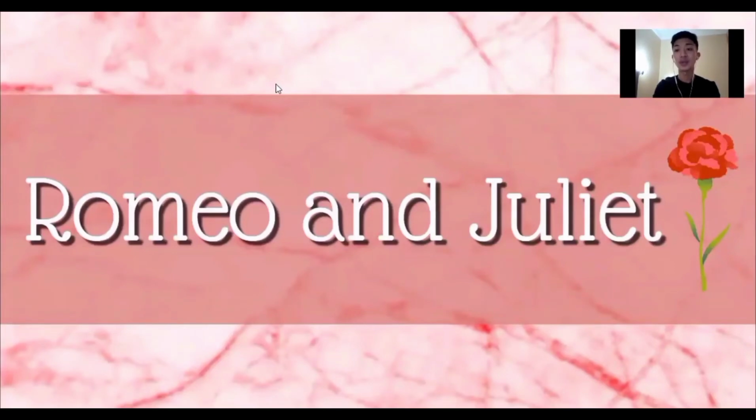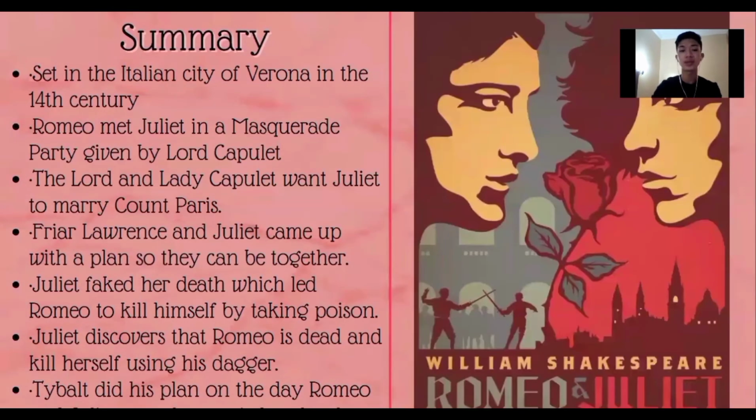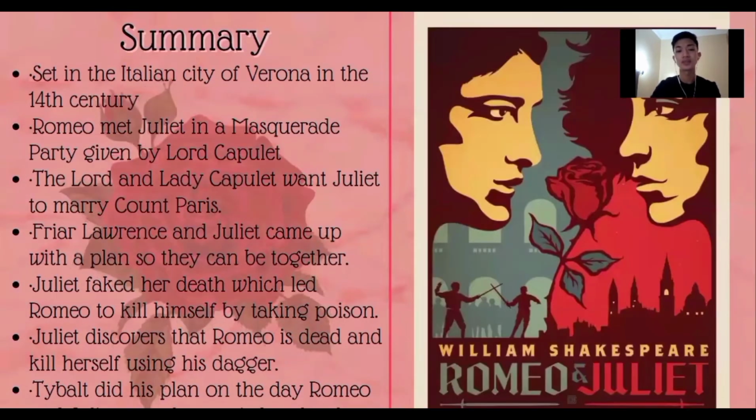Next is Romeo and Juliet. I'll be discussing the summary of the novel Romeo and Juliet by William Shakespeare. This novel is a tragic love story. Two wealthy families, the Montagues and the Capulets, had another brawl in the city of Verona. Romeo Montague and his friend gatecrashed a Capulet party, and Romeo met Juliet Capulet. He fell in love with her instantly.